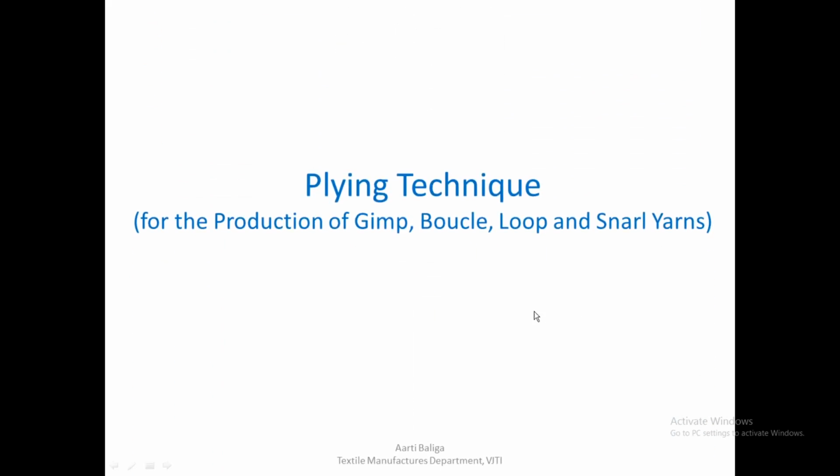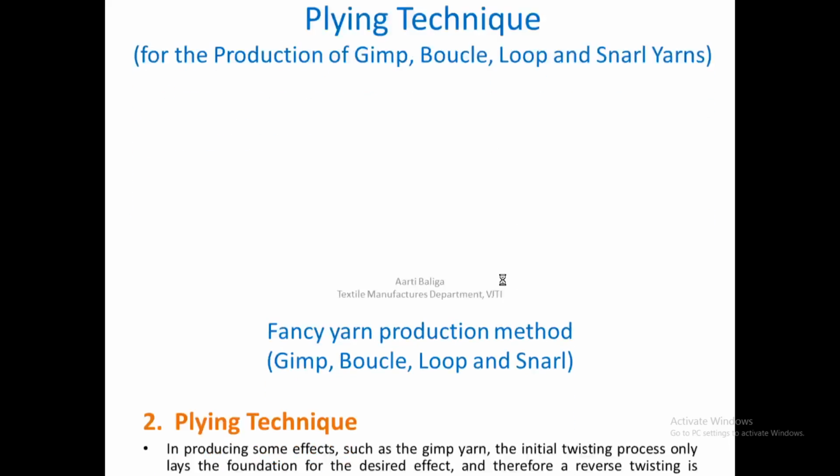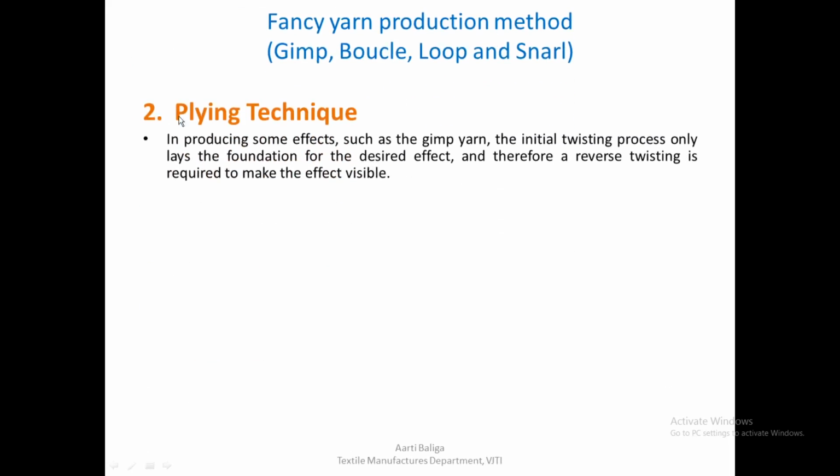So the second type, that is the plying technique, as I already mentioned, it is a two-stage process, and two stages are required to produce whether it is gimp, boucle, loop or snarl yarns that are slightly complex when you compare it with the marl yarns or the spiral yarns. So coming to the production method, which is the plying technique. So let us understand how this is done.